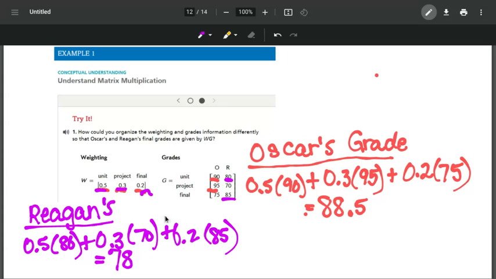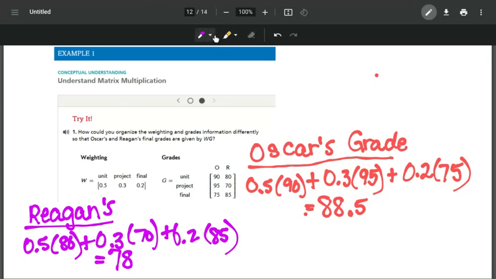Now, it wasn't that big of a deal calculating these 2 grades by hand for 2 students, but just imagine if your roster, instead of having 2 students, had like 40 students or 45. You certainly wouldn't want to do this 45 times. So we've got 2 matrices set up. We can organize this so that when we multiply W times G, it will give me a matrix that gives me this information.